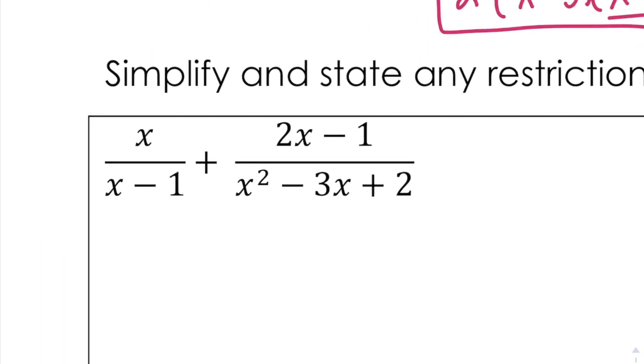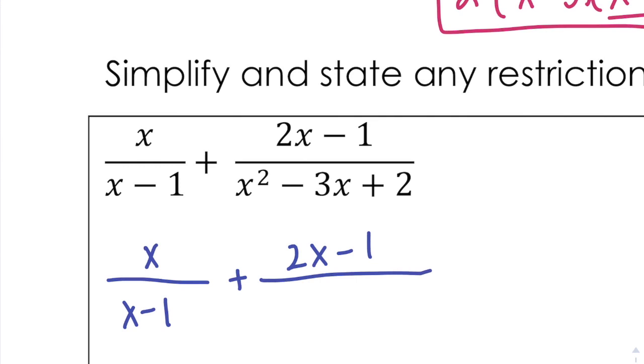So taking a look at this first one, first step is factor. So sum to -3, product of 2 would be -2 and -1. So I'm going to rewrite this as x over x minus 1, plus 2x minus 1 over x minus 2 times x minus 1.